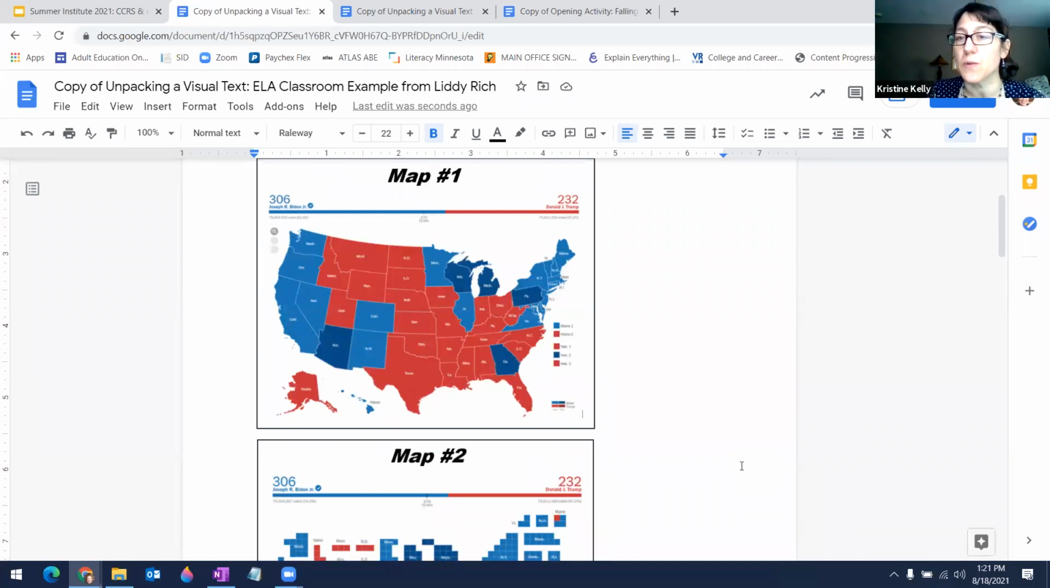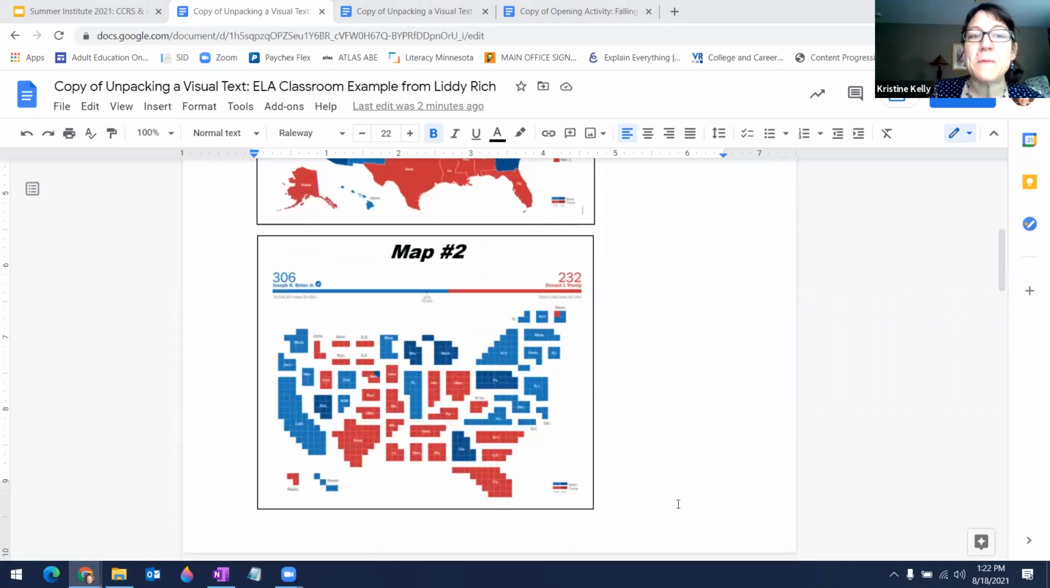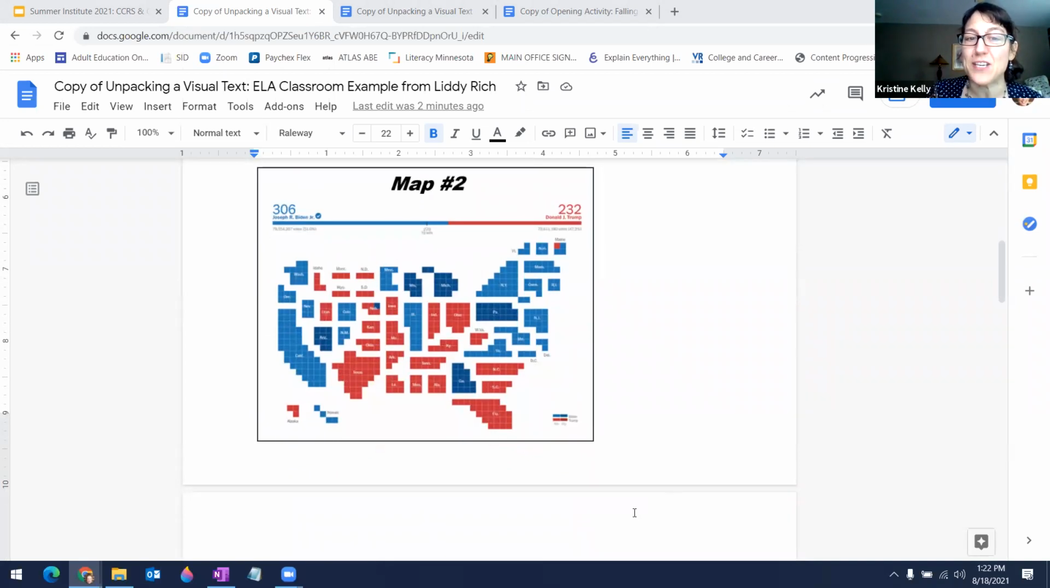This was during the previous election to show the electoral votes that President Biden received and the total votes that former President Trump received in electoral votes. And this is a very typical chart, I think, that we see, or map, where you have the states, and the states have colors, and there's a legend on the side, and we can look and see extra information about the voting. But then what Liddy did is she actually brought in another text, and that's map 2. And this is the same information, but represented in a very different way.